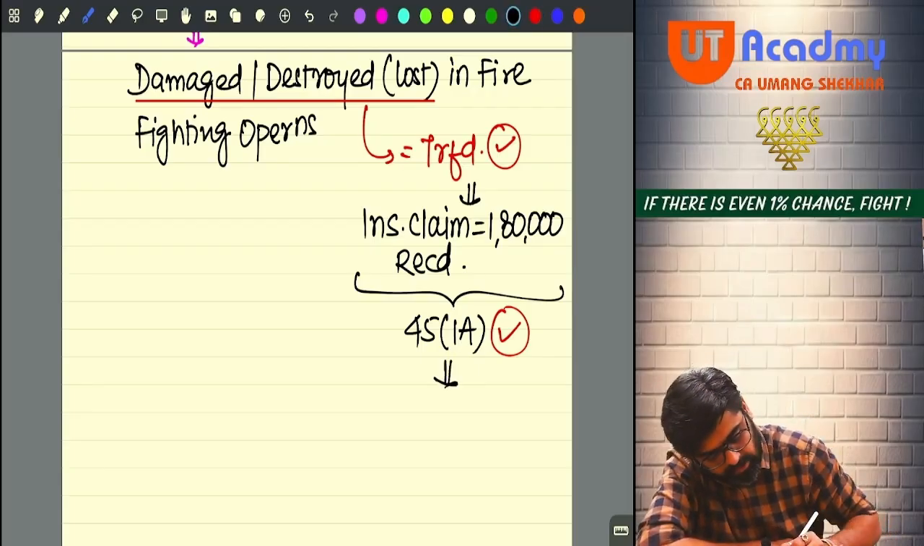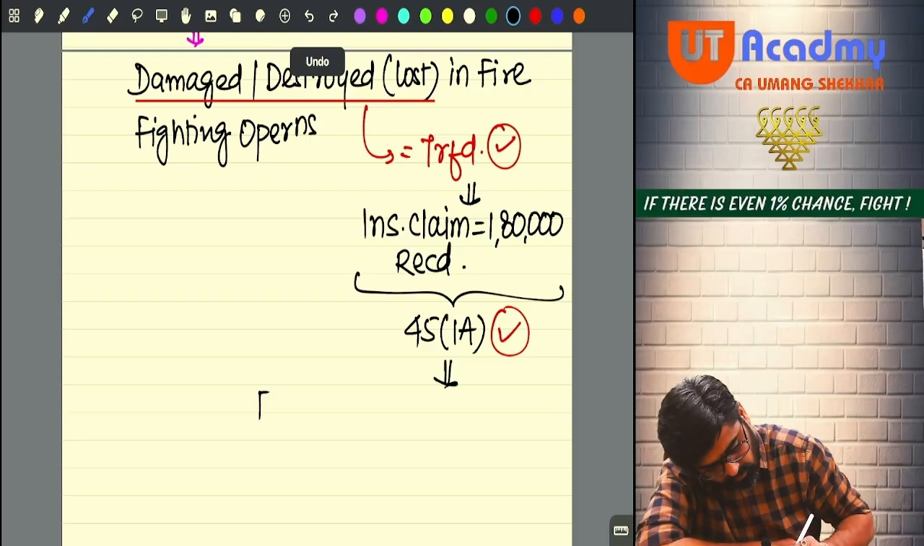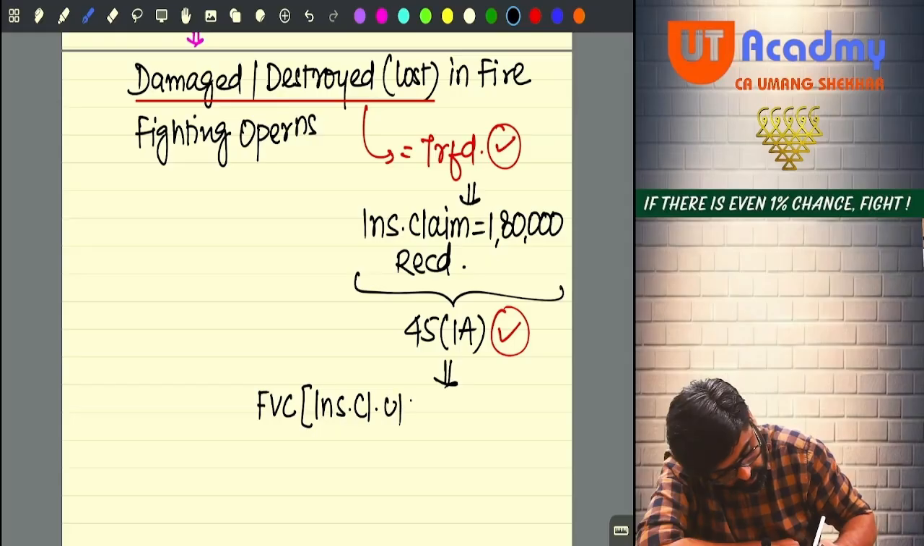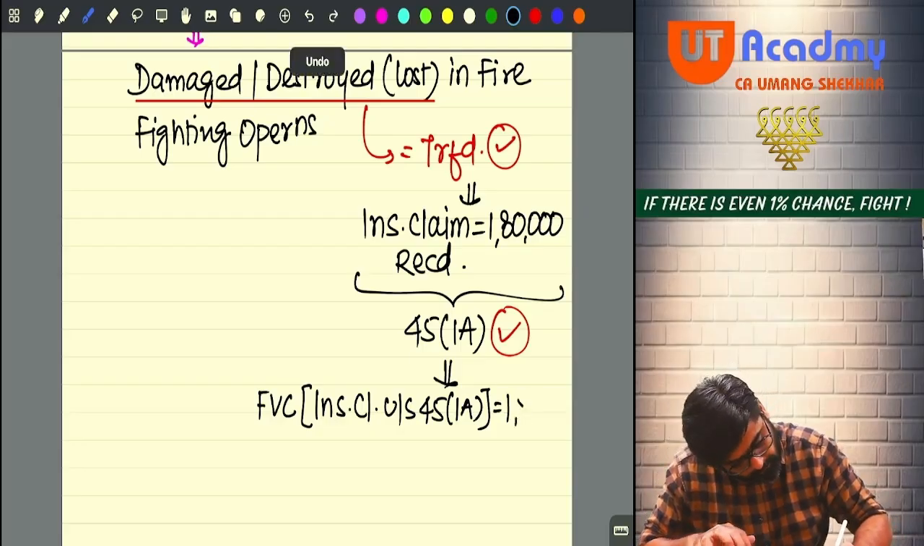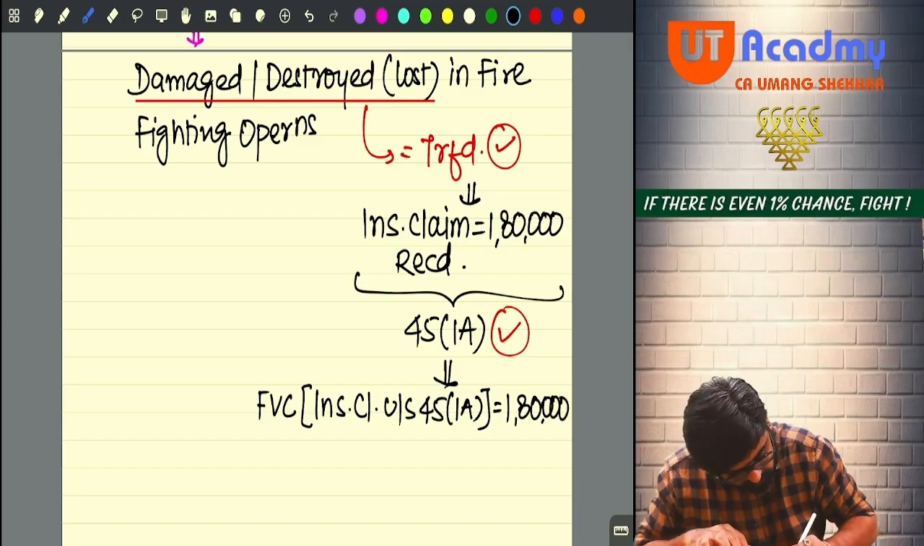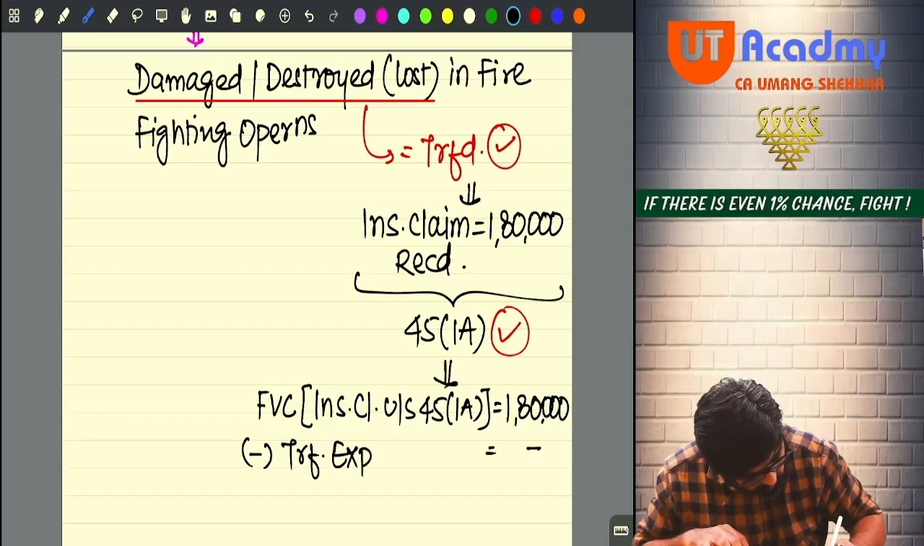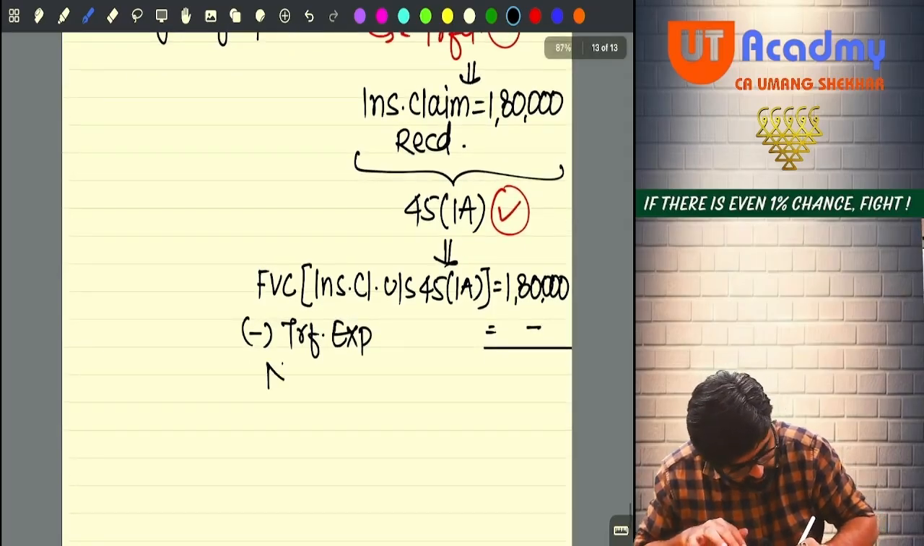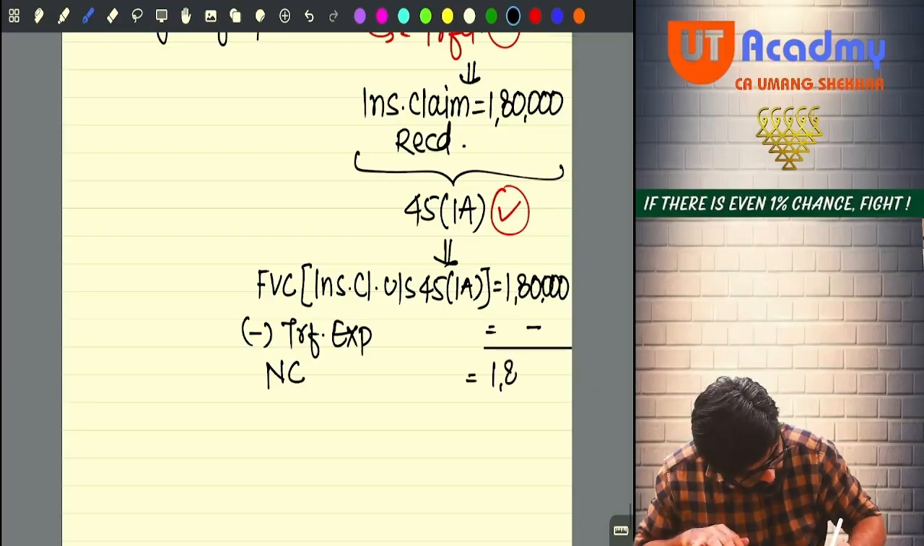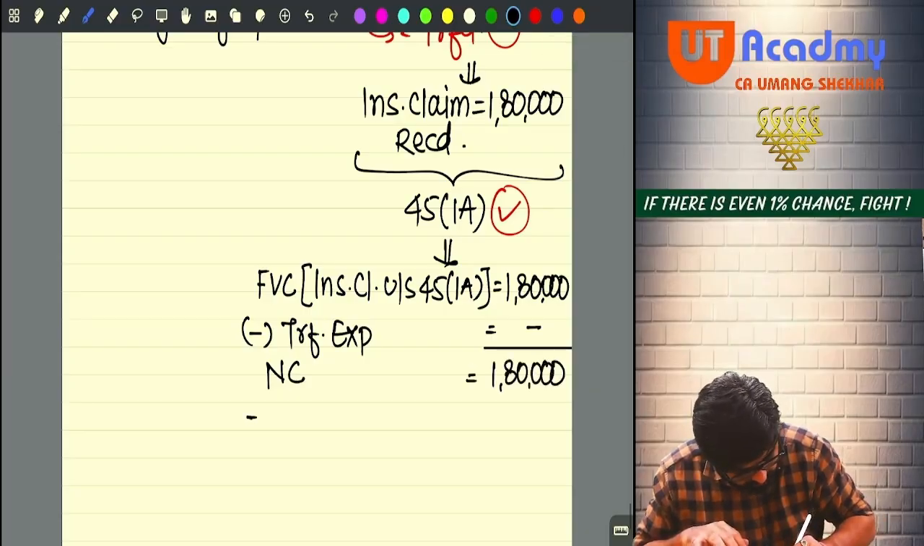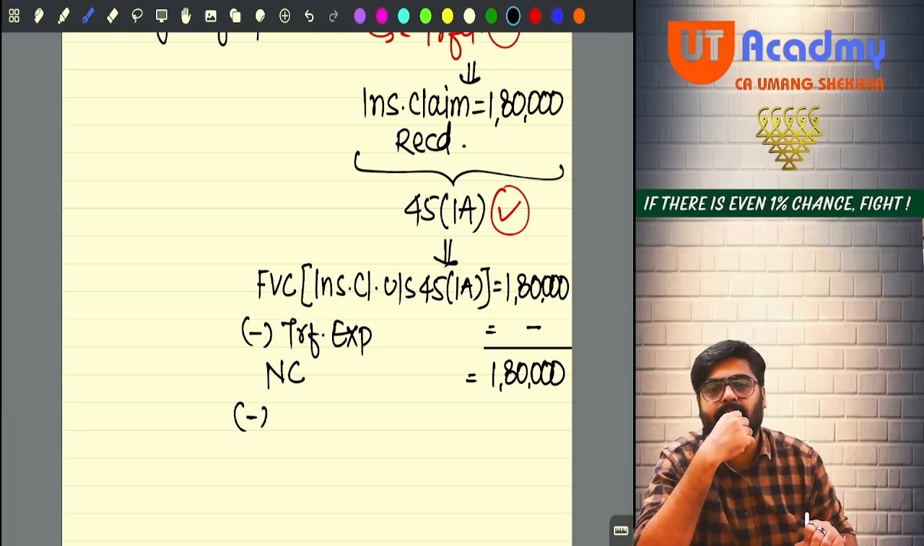So to calculate this capital gain, full value of consideration, what will you take? FVC, the insurance claim under section 45(1A) will be taken as full value of consideration, 1,80,000. Less transfer expense, no transfer expense involved. Net consideration will be 1,80,000, minus cost of acquisition or indexed cost, depends on the period of holding.